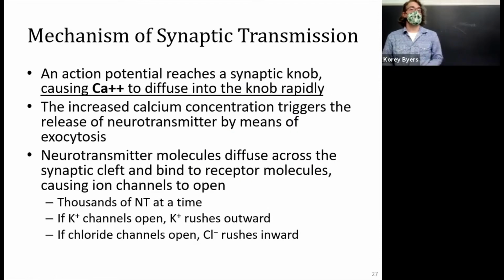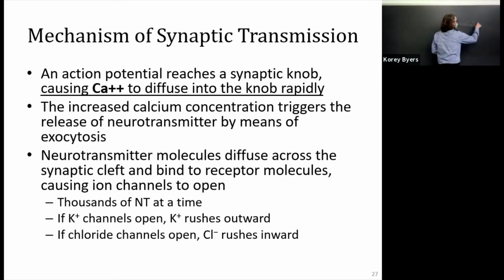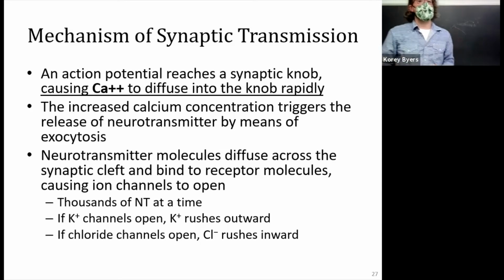And so at that synapse, when the action potential jumps, saltatory conduction hits that, a ton of calcium diffuses into that synaptic knob. The increased calcium concentration triggers the release of even more neurotransmitters by means of exocytosis. So you spit them out. And so those vesicles are just waiting for calcium to hit, to open up and spit out those neurotransmitters.